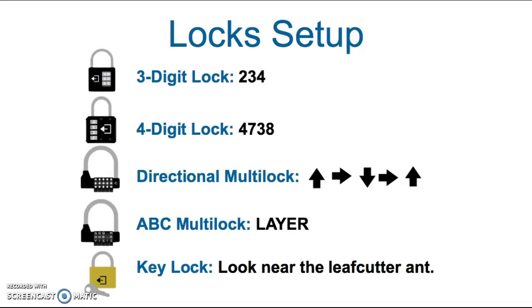For this game, you'll set the locks to the following: the 3-digit lock, 234; 4-digit, 4738; the direction lock, up, right, down, right, up; the ABC multi-lock, the word layer; and the key lock is going to be located near one of the leafcutter ants.